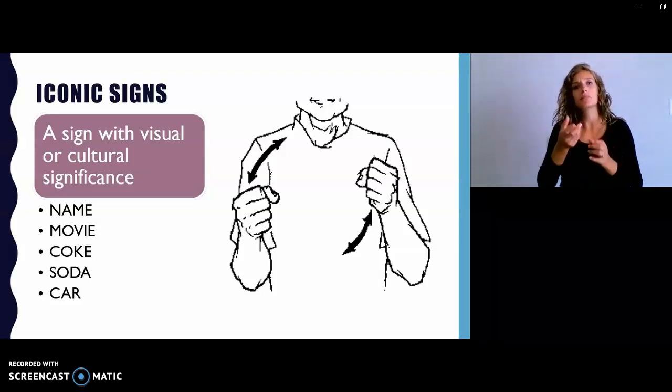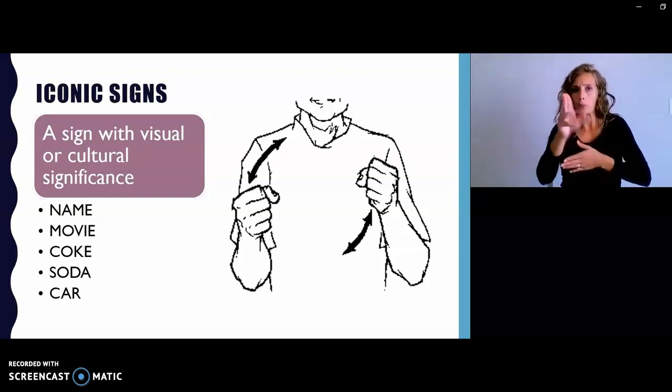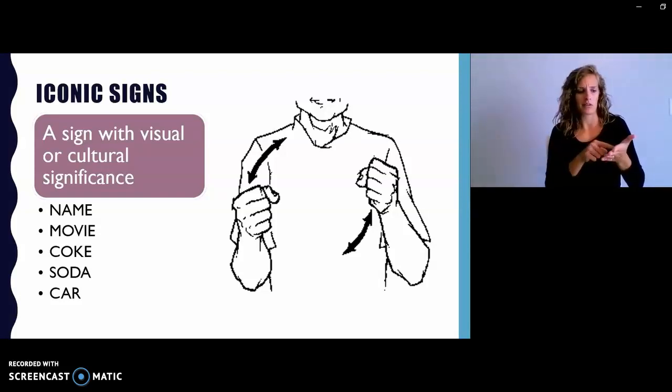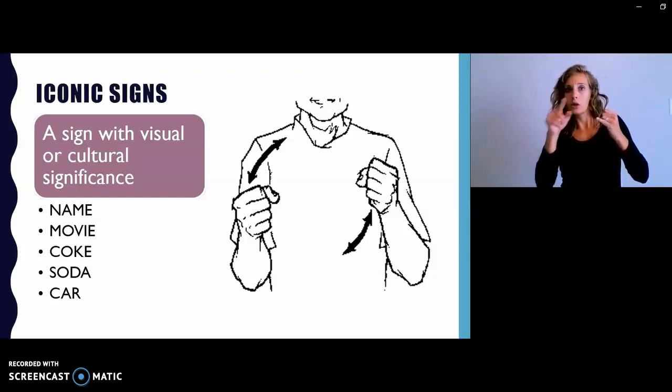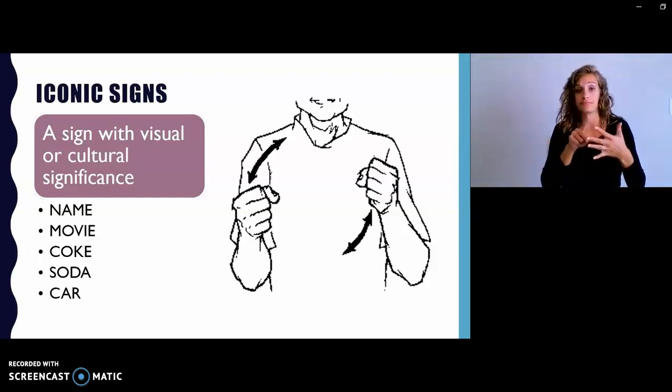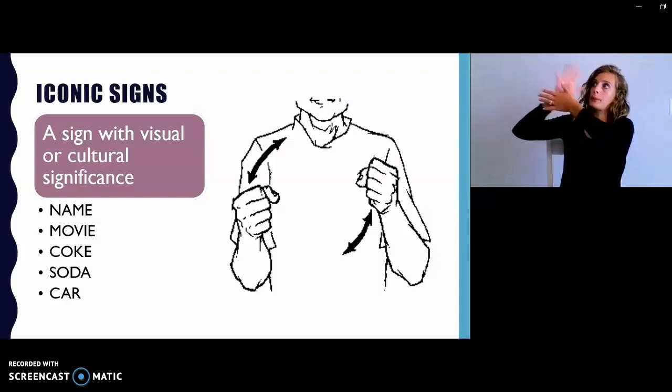has a cultural significance because when you sign documents, typically you sign on a paper and you'll see where you're going to sign your signature that there is an X next to the line that you're going to sign your name. So the sign for name, if you look at it, it looks like an X next to where you would sign your signature. Movie has a visual significance because it looks like the projector when you go to the movies.